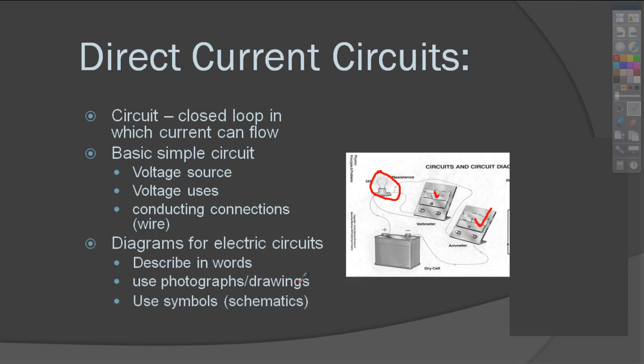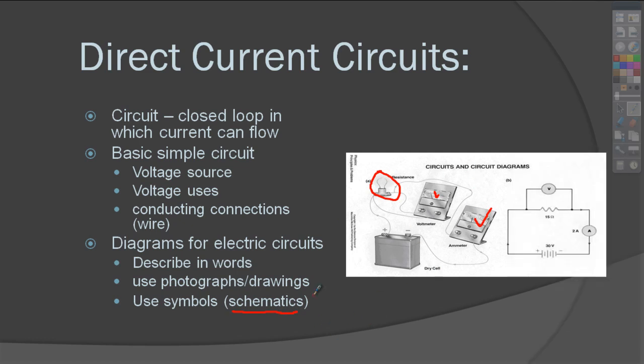So diagrams for electric circuits, you can describe them in words. You can use photographs or drawings, or you can use schematics. We're going to get a lot of practice drawing schematics. Just a simplified diagram of this stuff. It's pretty easy though. Simplified diagram for this guy would look something like this. Here's your battery, here's your resistor or your user. You connect your voltmeter in series and your ammeter in parallel. We'll talk about series and parallel though in a little bit.